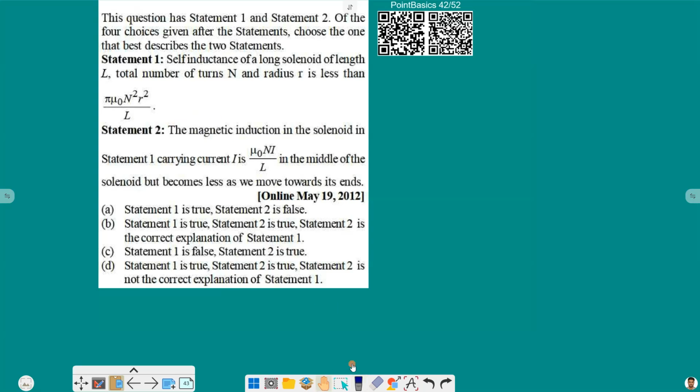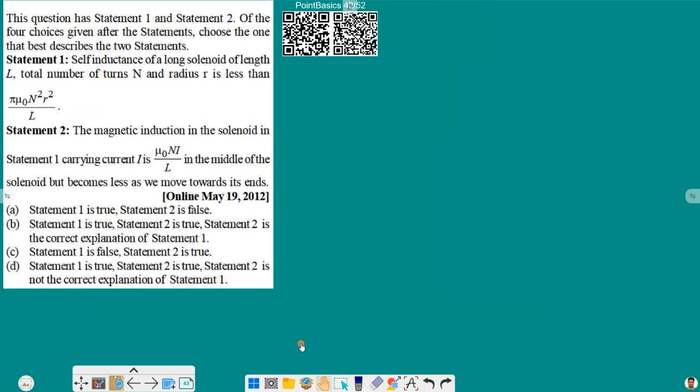So first of all, let's look into the first statement. The self-inductance of a coil is given by L equals mu naught N squared A L, and we can write it like this, where small n is the number of turns per unit length, so it will be capital N squared into the area, that is pi r squared, divided by L.